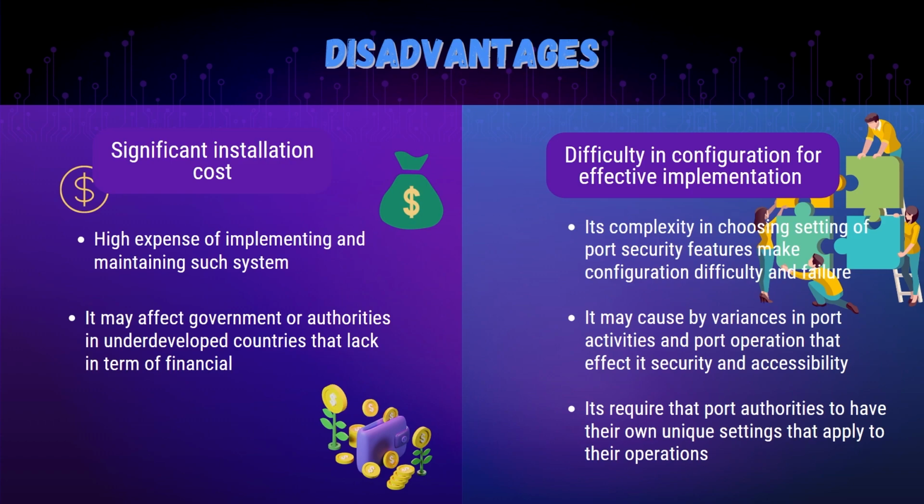We know that the configuration of port security is not easy. The complexity in choosing settings of port security features makes configuration difficult and may cause failure. It may also be caused by variance in port activity and port operation that affect its security and accessibility. It also requires that port authorities have their own unique settings that apply to their operation, so that the setting is not the same as others used, so the port security is more secure than others.